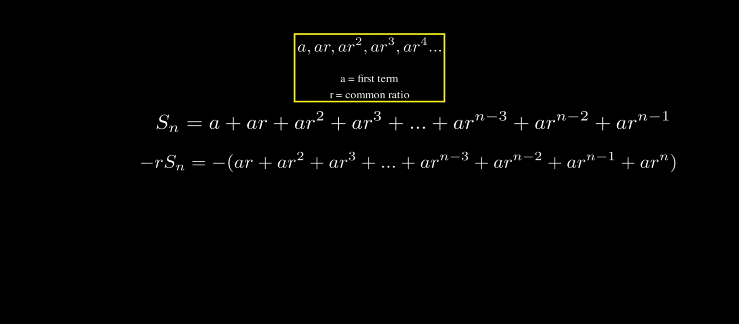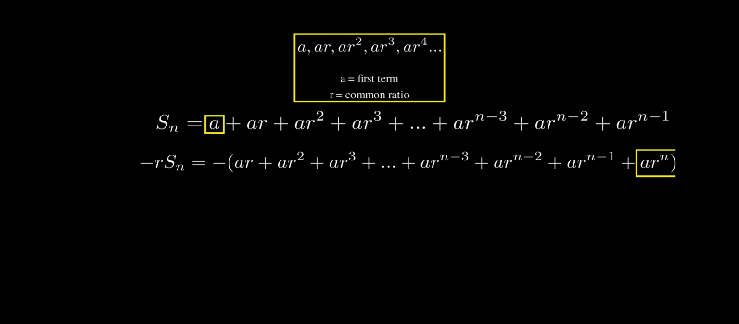Almost everything cancels out: ar, ar squared, ar cubed, ar to the power n minus 3, ar to the power n minus 2, ar to the power n minus 1. And the only ones left are a and ar to the power n.